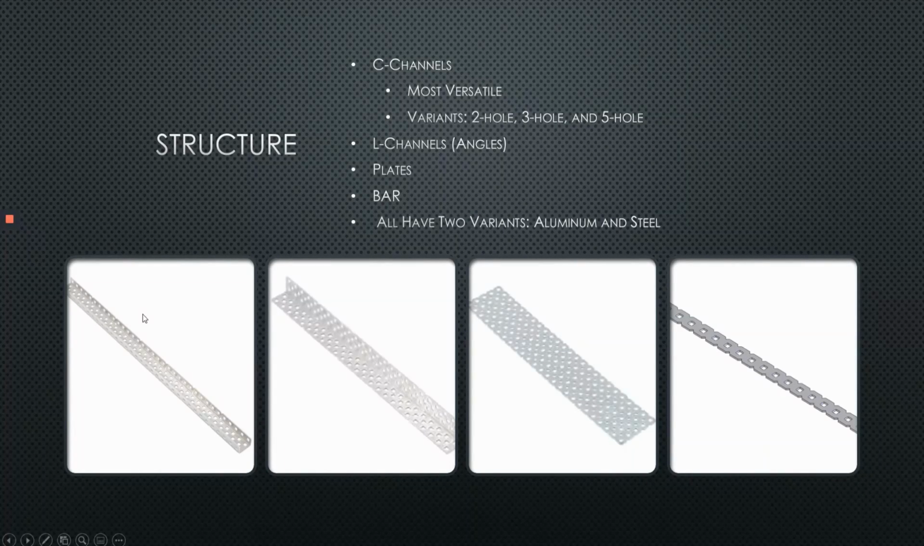And the C channels are also sold in different width variants. There are 3 width variants. One of them is 2 hole, which you can see up there. It's 2 holes across. They also come in 3 hole and 5 hole increments, which is 3 holes across and 5 holes across.